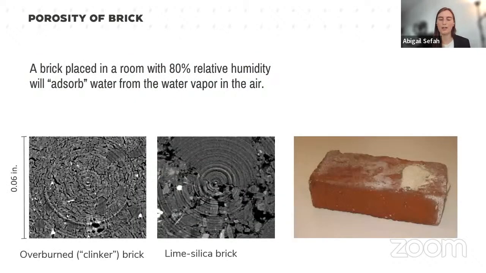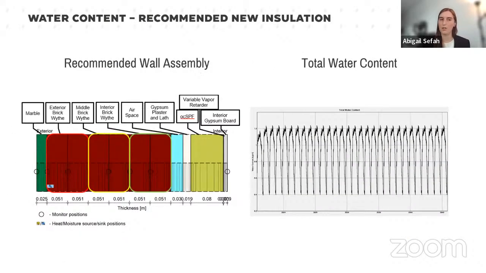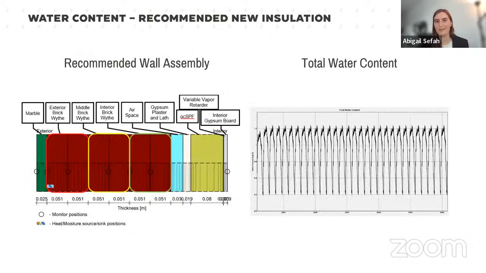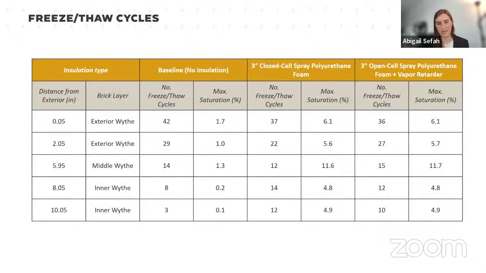However, when we look at our WUFI results, the total water content, we see that in the proposed assembly, the total water content is continuing to increase. So the calculations we have are just for this 30-year period, but we would expect that saturation number to continue increasing over time and eventually cause freeze-thaw damage in the brick. On the other hand, our recommended assembly doesn't have that increase, so we expect that this saturation and this number of freeze-thaw cycles is acceptable, and it won't change over time.